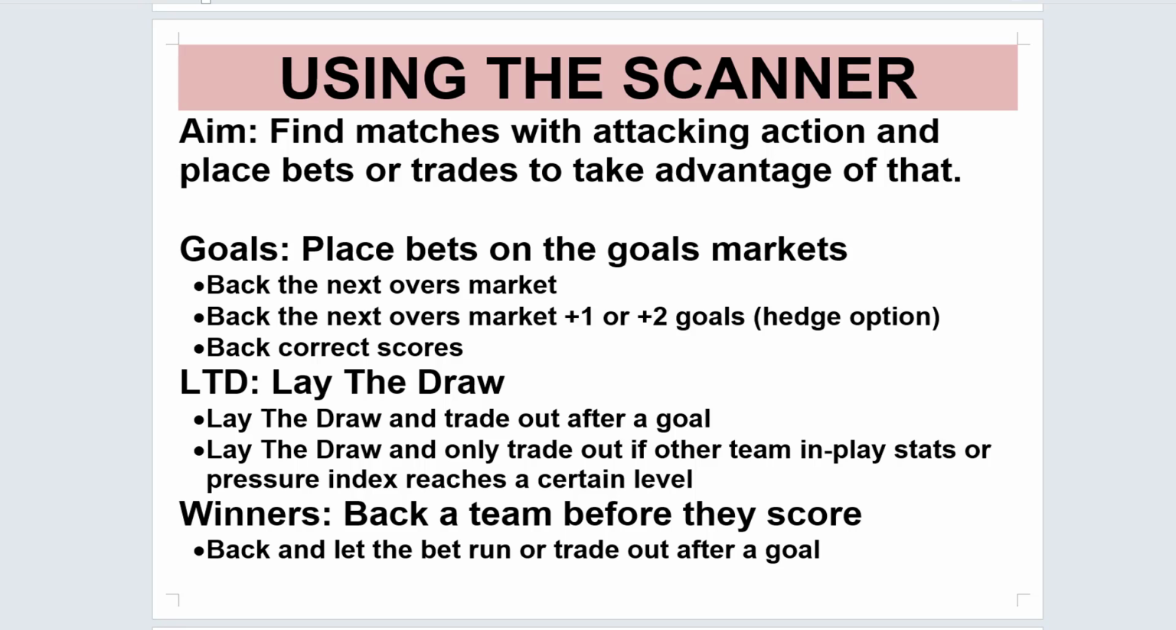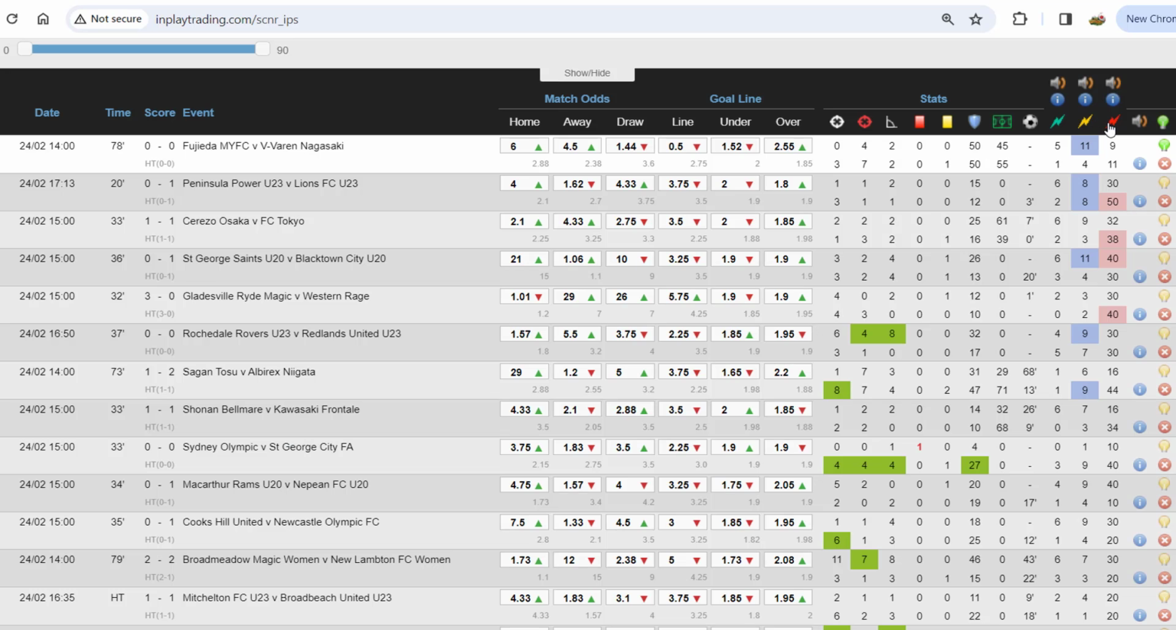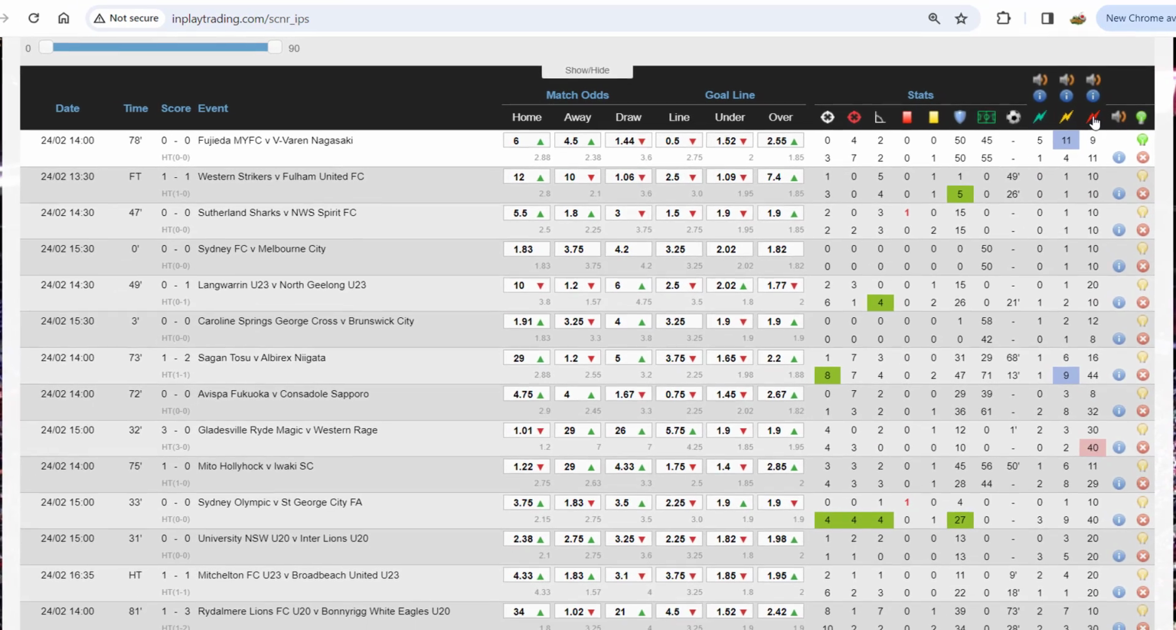So you could just back a favourite when they've got a lot of attacking pressure going on and let that bet run, or you could even trade out as soon as the goal comes in and then you don't have to worry about it. For example, if I'm sorting through these different games, I'm looking for a game with a lot of attacks, a lot of attacking play coming on.